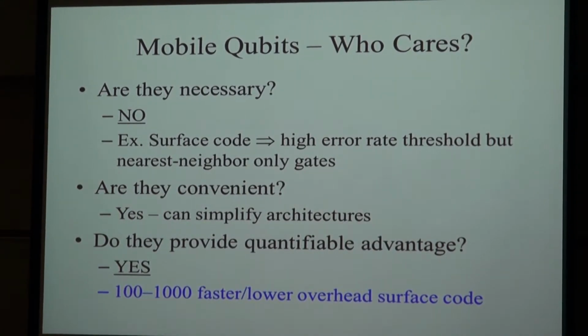They're certainly convenient. When you start thinking about algorithms, it's nice to think, well, I take this qubit over here and this one over here, and you bring them together. That only works if they're mobile and stay coherent. They do have a quantifiable advantage. If you go back to the surface code, and you have qubits that you can move some small distance across your chip, your overhead can be reduced by factors of order 100 or 1,000, because instead of doing all your operations by braiding, you can just move them over, do an operation, and pull them apart. So there are real advantages to having mobile coherent qubits.